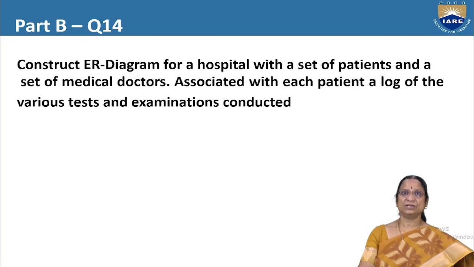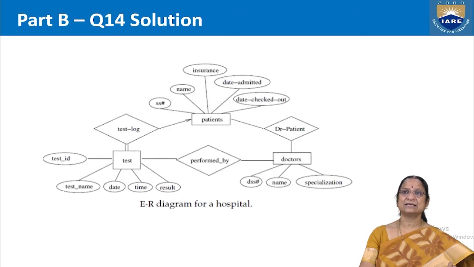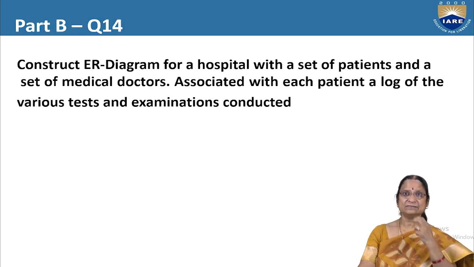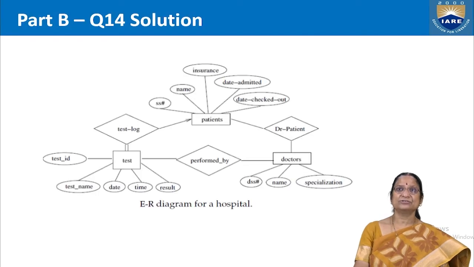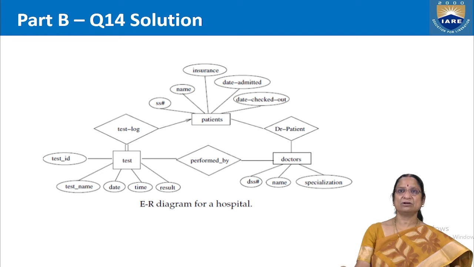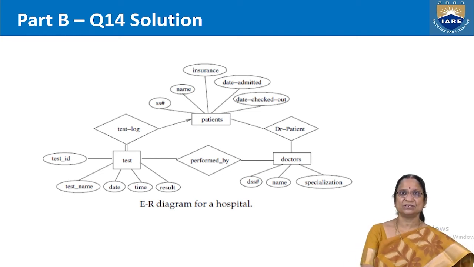So this is the question, 14th question, a problem. A small diagram has to be drawn by us as ER diagram. What are the entity sets? Doctors are entity sets, patients are also entity sets, and a test will be there. Because a log of various tests has to be there, various test information has to be maintained, means test must be an entity set actually. So 3 entity sets are there: patients, doctors, and a test. So patients undergo some test, no? So the test log will be there. So test log is connected with the test: which patient, which test was organized, what are the results.